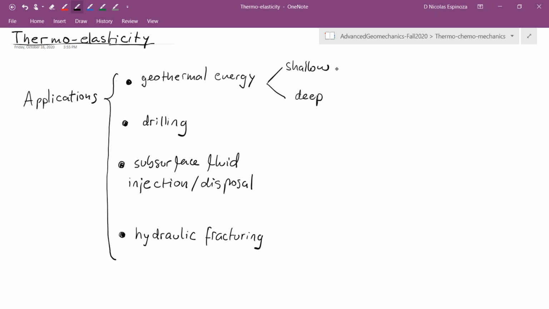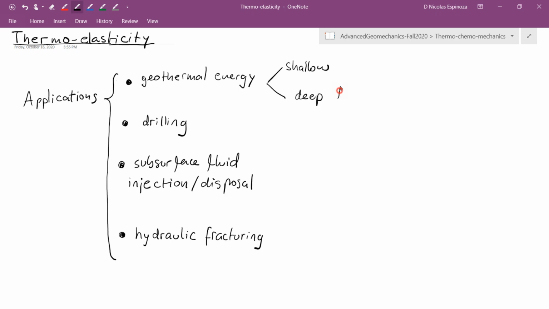As we're going to see, in shallow geothermal energy there is an impact of thermal stresses which is not very strong because the stiffness at shallow depths is not that high. But we're going to see later that at deep conditions, we have higher thermal stresses due to a change of temperature and also proportional to the stiffness of the material.